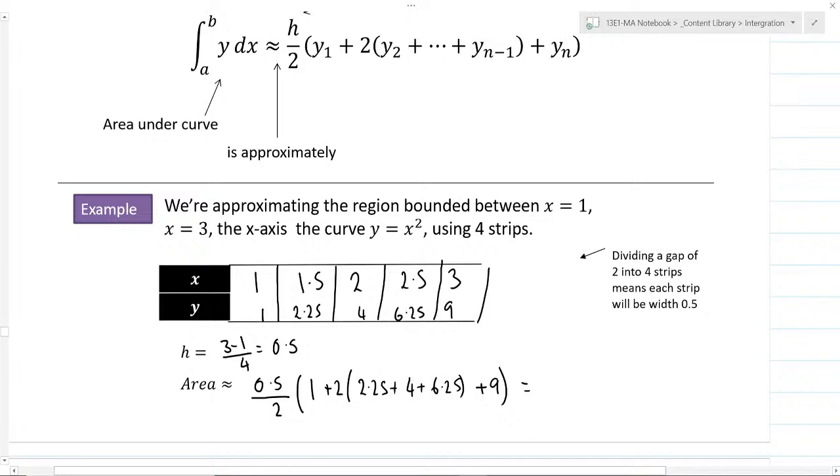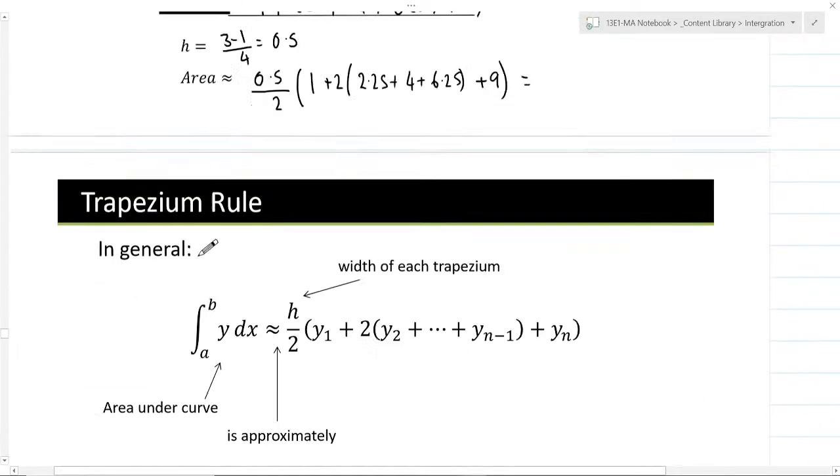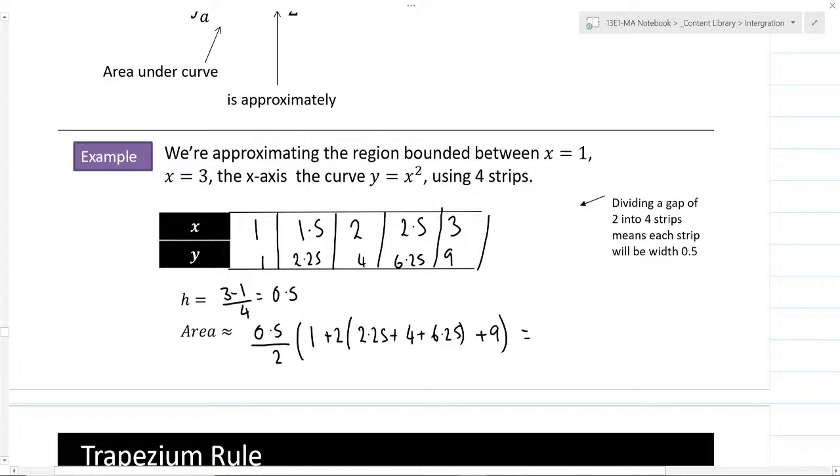So then if you sub that in to your calculator, what do you get? Anyone? 8.75. This is going to be units squared, isn't it? It's the area of this, isn't it? Everybody alright with that? Yeah?